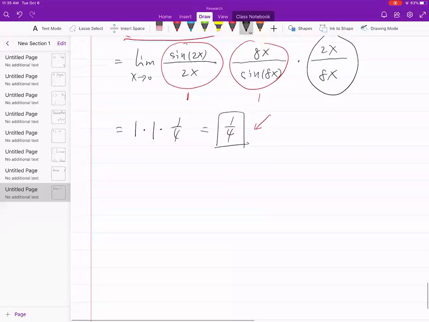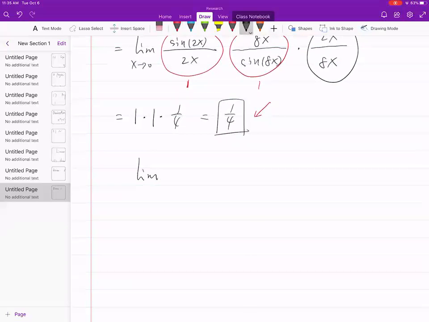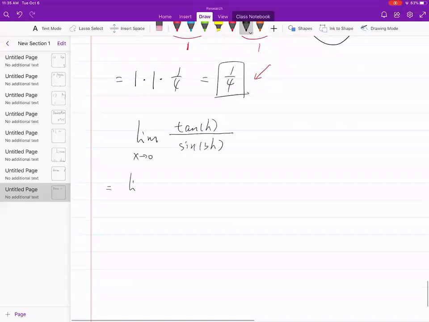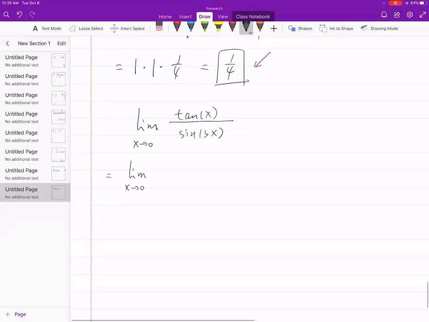Let's try something a little bit harder. As x goes to 0, tangent x over sine 3x. Now we're familiar with the trick. Sine, then we gave it a 3x. We just got rid of it later. Sounds good?